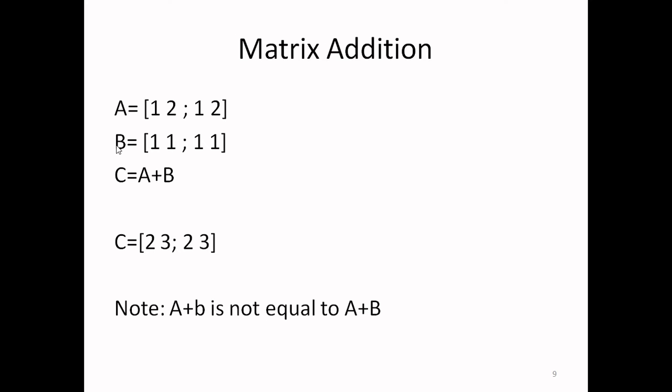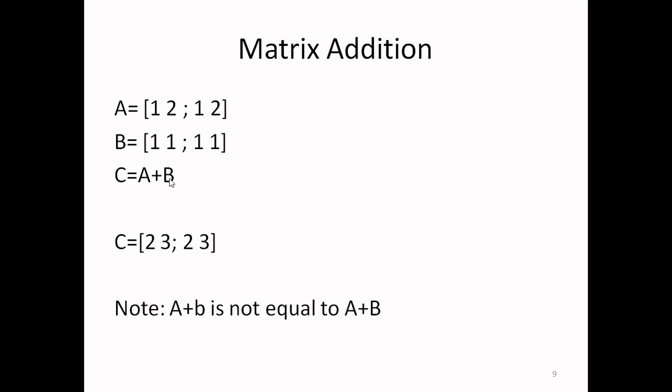Then we have to mention the second matrix, that is matrix B. It is 1 1. It's again a 2 cross 2 matrix, and in the first row we have two elements 1 and 1, and in the second row we again have two elements 1 and 1. Now you want to add these two matrices and store that result into another matrix C. So I will mention that I want to create another matrix C, which should be equal to A plus B.